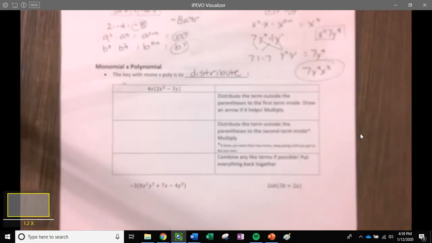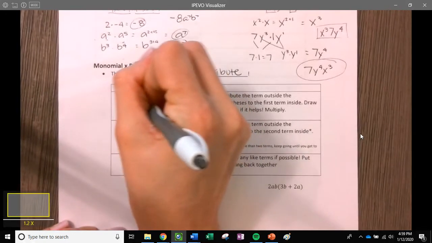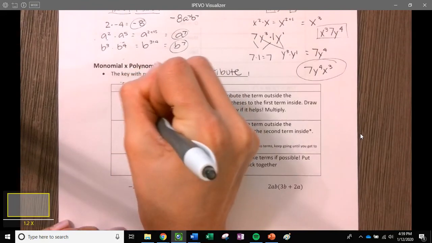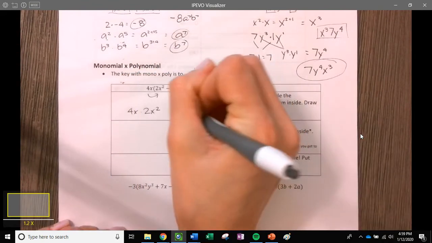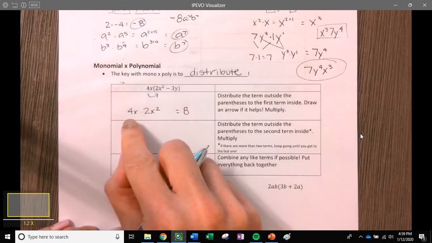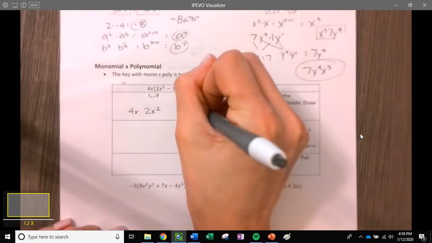So we have to distribute the term outside the parentheses to the first term inside. So we'll go the first term, which is 4x times 2x squared. That's going to give me 4 times 2 is 8, and x to the first times x squared. We're adding those exponents. We get x cubed.